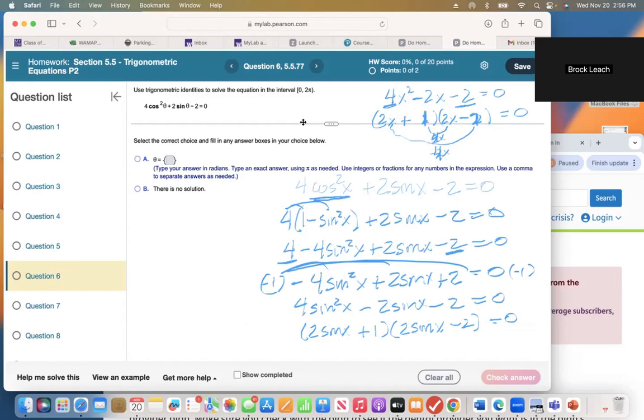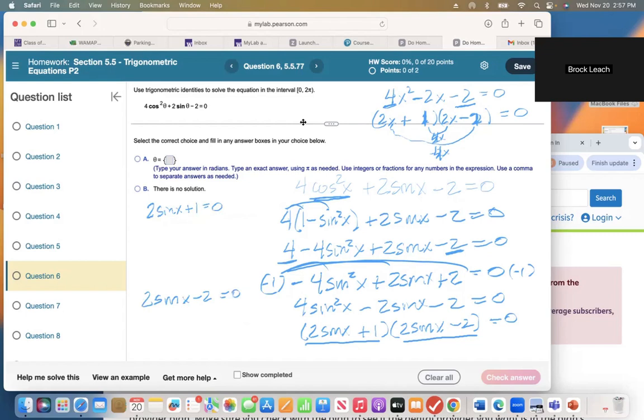So let's do both of these. I have this one I want to set equal to 0, and this one I want to set equal to 0. So 2 sine x plus 1 equals 0, and 2 sine x minus 2 equals 0. We'll solve the first one. Subtract 1, divide by 2.